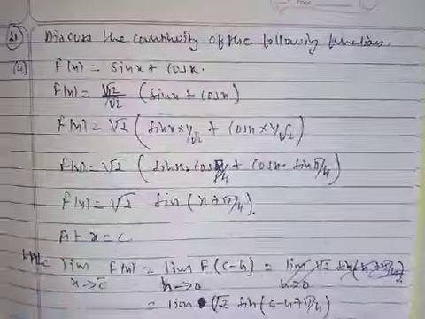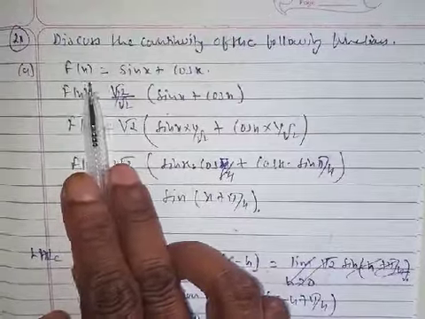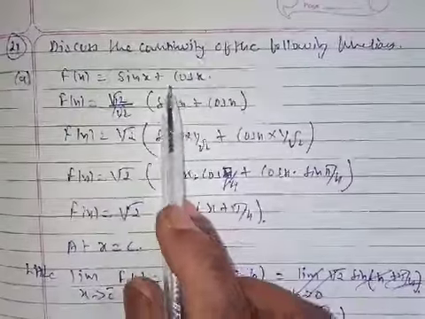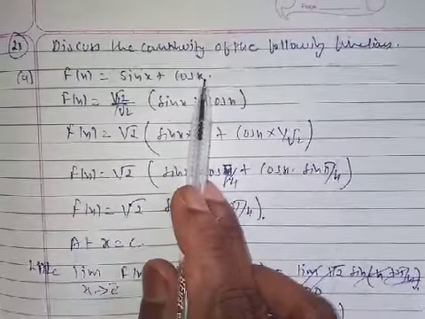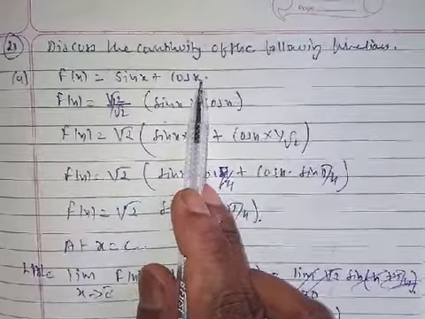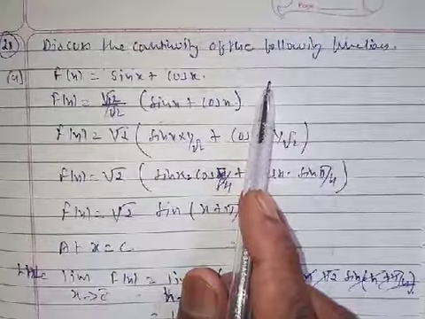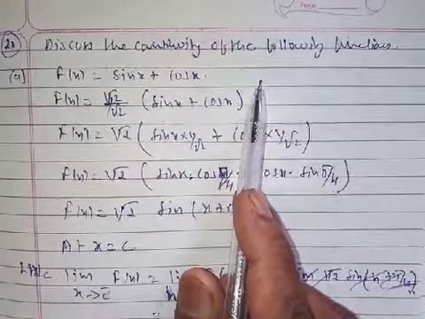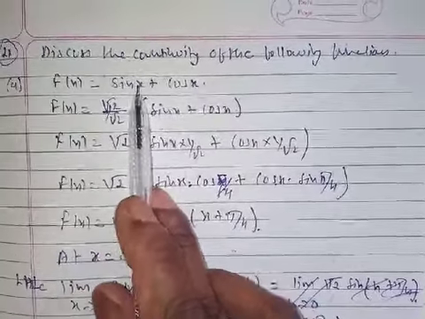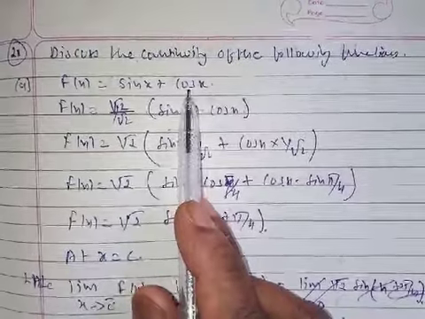Discuss the continuity of the following function. What is given is f(x) is equal to sin x plus cos x. Now the first point is that we have to reduce this function into a single function. This can be done if we apply sin(a+b), cos(a+b), sin(a-b), or cos(a-b). So let's see how we can reduce these two functions, sin and cos, into one function. That we have to do first.